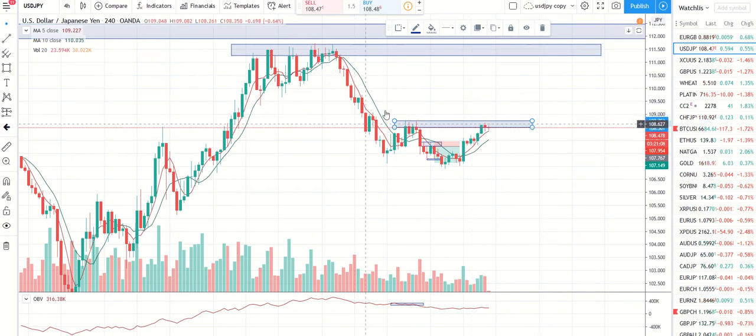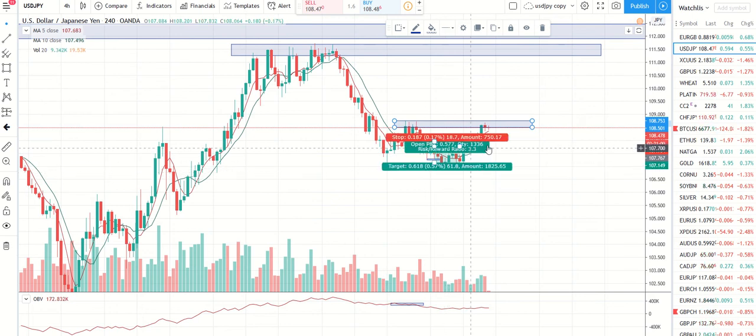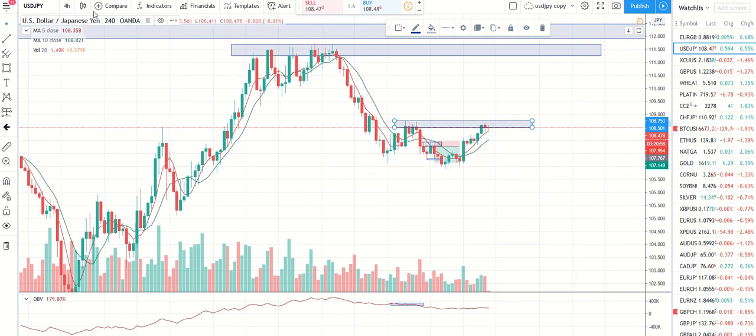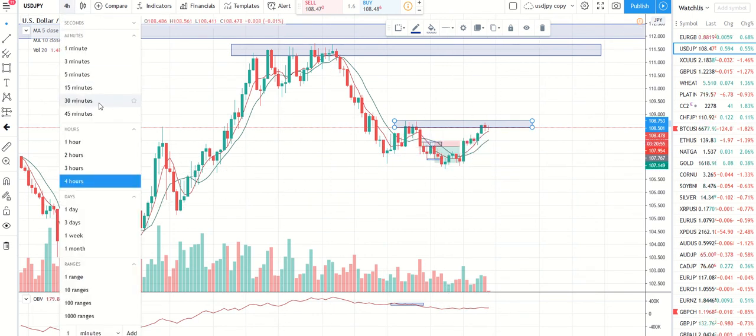Okay, but on this one, we were getting lower highs on the 4 hourly, which was perfect, and we've also had lower lows as well. So that was a nice little setup to take.